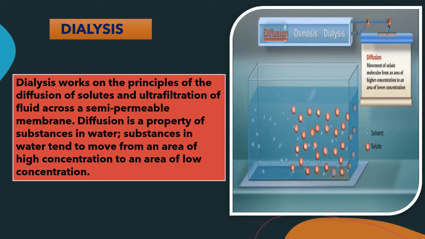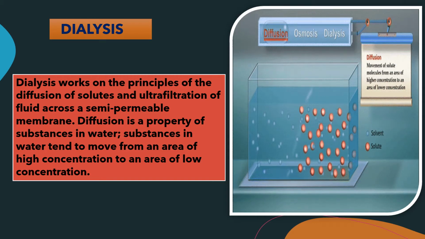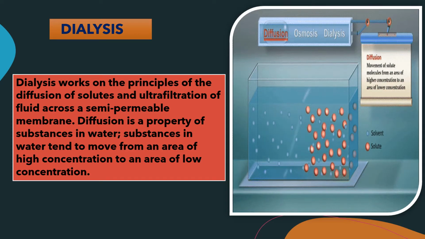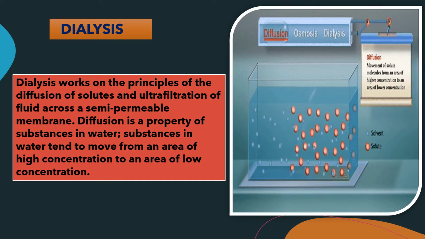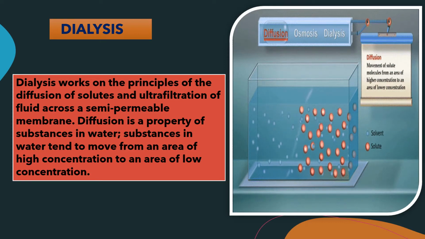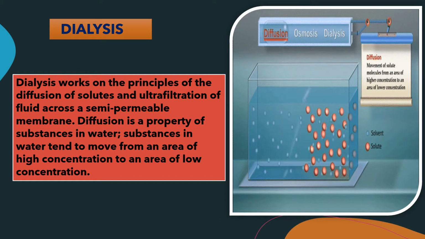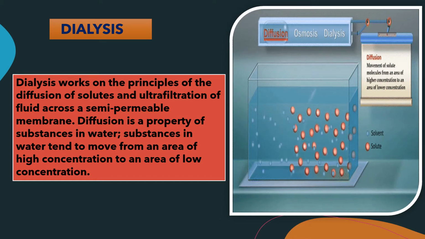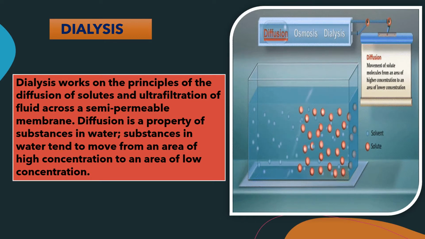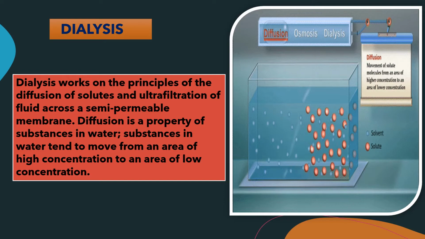Pink colored particles are solute particles and the white particles are solvent particles, so that you can differentiate between solute and solvent. So diffusion is actually the movement of solute molecules from an area of higher concentration to an area of lower concentration. So you please see that solute molecules are moving.